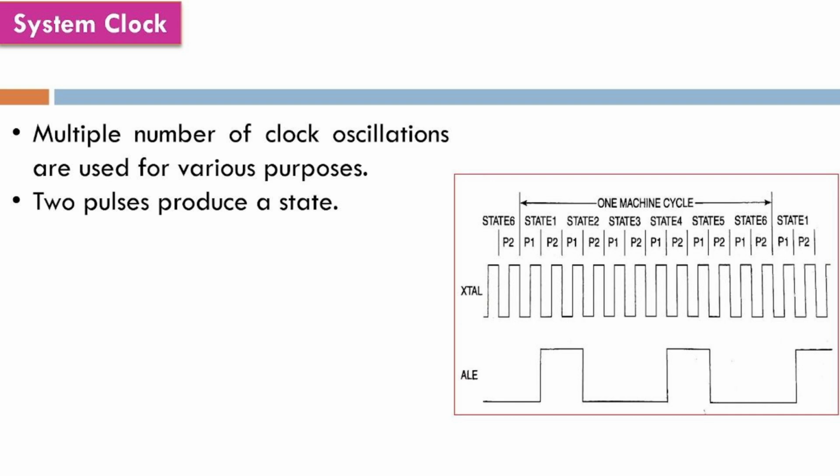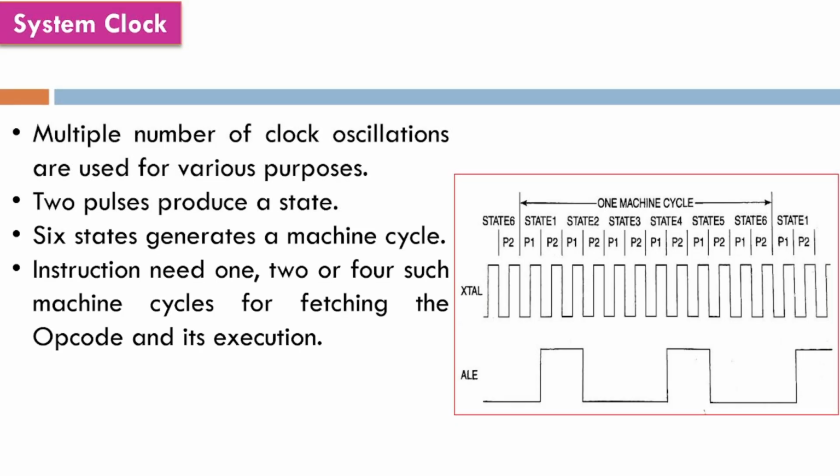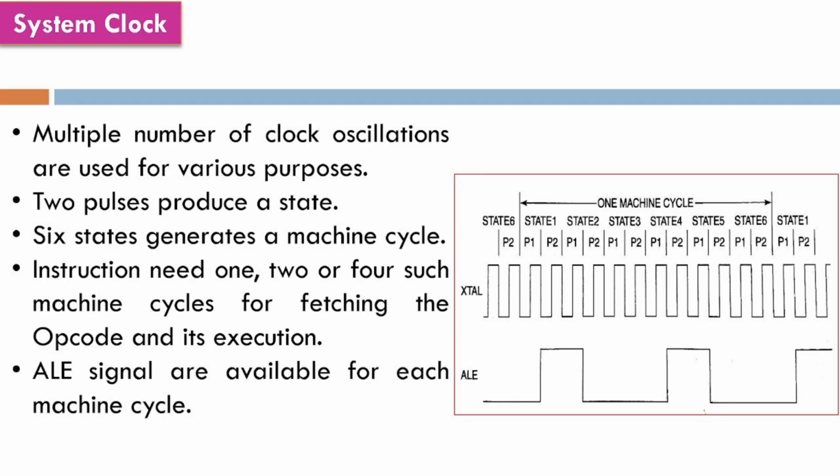2 pulses from the oscillator produce 1 state. 6 of these states combine to generate 1 machine cycle. Depending on the instruction, the processor will need 1, 2, or 4 machine cycles for fetching the opcode and completing its execution. You will also see an ALE signal available for each machine cycle.